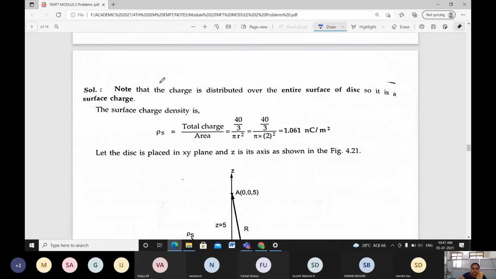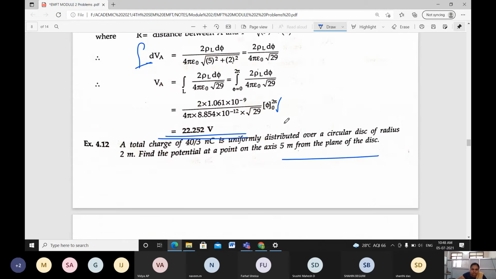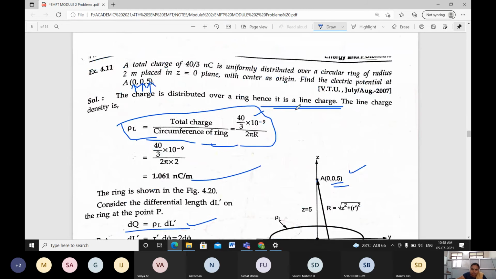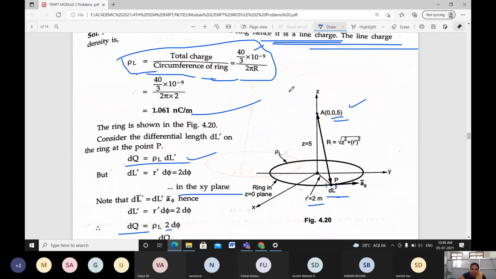In this case, what we have to consider is that the charge is distributed over an entire surface. In the previous case it was taken as a line integral, but here it is the surface of the disk, so it is a surface charge. Just remember which one you have to take and in which fashion, then it will be easy for us.